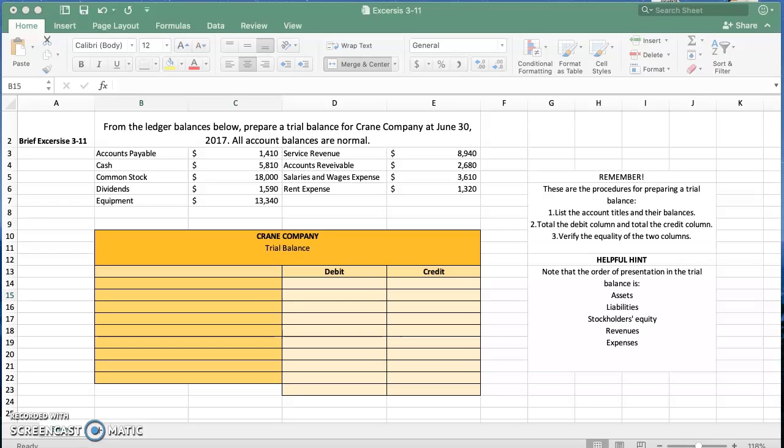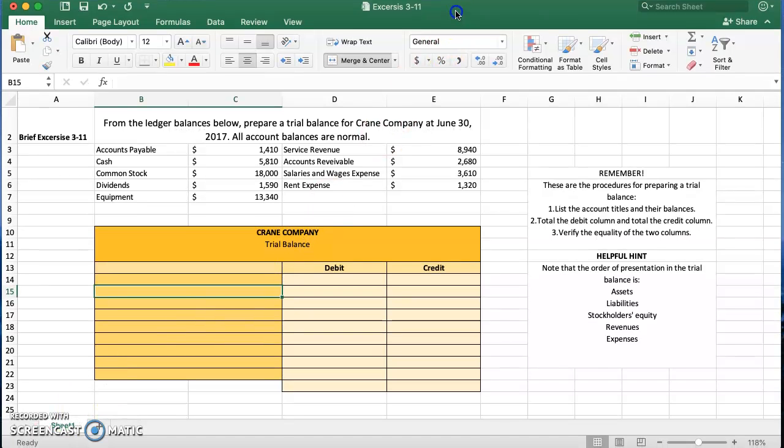I signed up to do question number 11 in chapter 3, which I have laid out here on this Excel spreadsheet. So I hope that it kind of makes sense for you guys. I wanted to first start out by going over what a trial balance was.